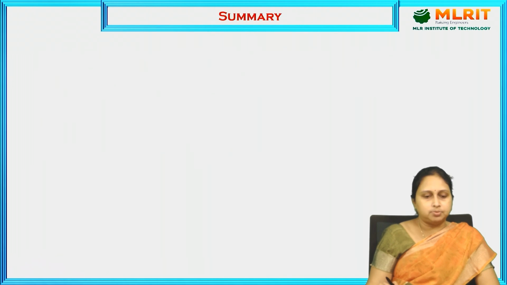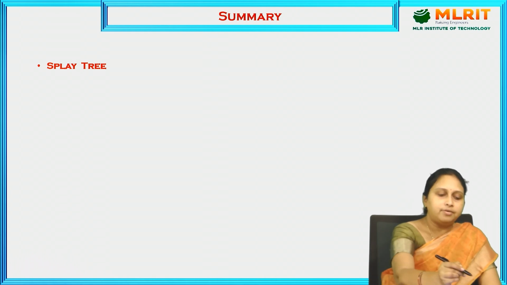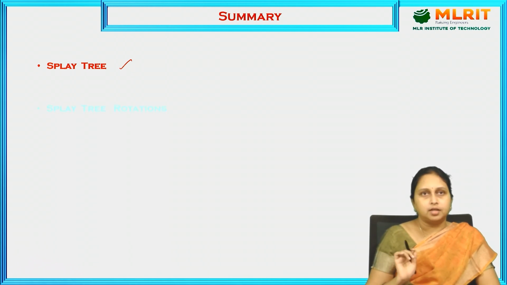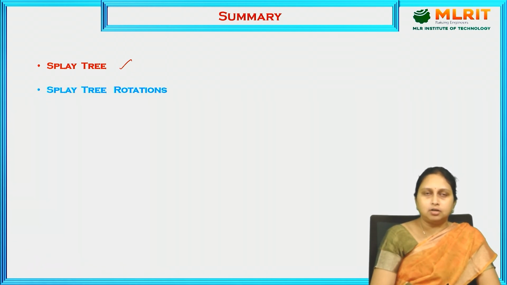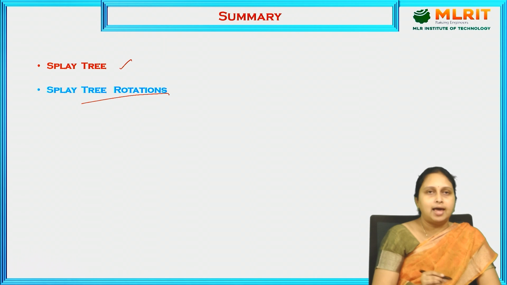Okay, the same has been repeated. Now, you can see the summary of what we have discussed under splay trees. We have discussed what a splay tree is. A splay tree is another variant of BST where we can place the most or frequently used element at the root. To get that recently or frequently used element closer to the root, we perform the splay tree rotations.